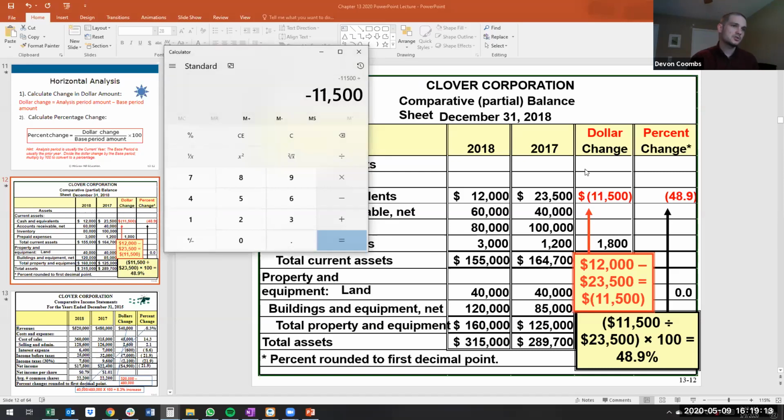Perfect, Sunil. 2017. So we'll take it and divide it by the 23,500, and we get a 48.9% change, a drop. When it's in brackets, that means a decrease. So this is a percentage. We can make it more of a true percentage amount by just multiplying that by 100. So this is 48.9%, a 48.9% decrease in cash.